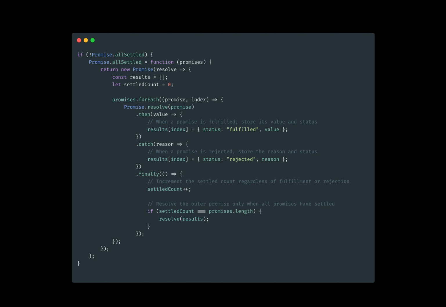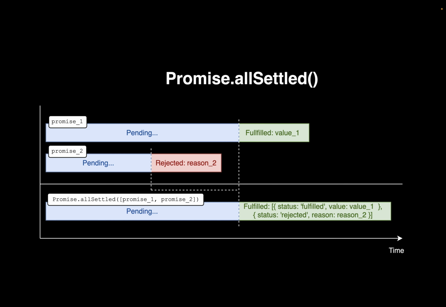This approach allows us to collect information on each promise's outcome, whether fulfilled or rejected, providing a comprehensive overview of the entire operation. This is the beauty of Promise.allSettled, and our polyfill ensures that this functionality is available even in environments lacking the native support. And there you have it. Our polyfill for Promise.allSettled ensures consistent behavior across different environments. Use it when you need to know the fate of every promise.